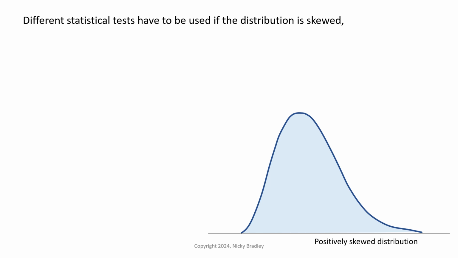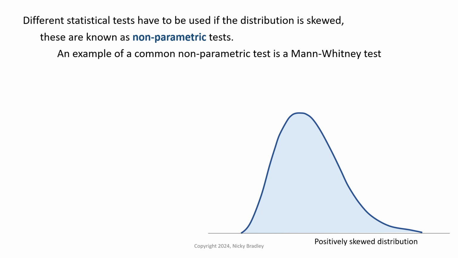The significance really of this is that different statistical tests have to be used if the distribution is skewed. And these are known as non-parametric tests. Parametric tests are used with a normal distribution. Non-parametric tests, so a different set of tests, have to be used with skewed distributions. An example of a common non-parametric test is a Mann-Whitney test or a Mann-Whitney U test. If you see that used, you know the distribution was skewed.